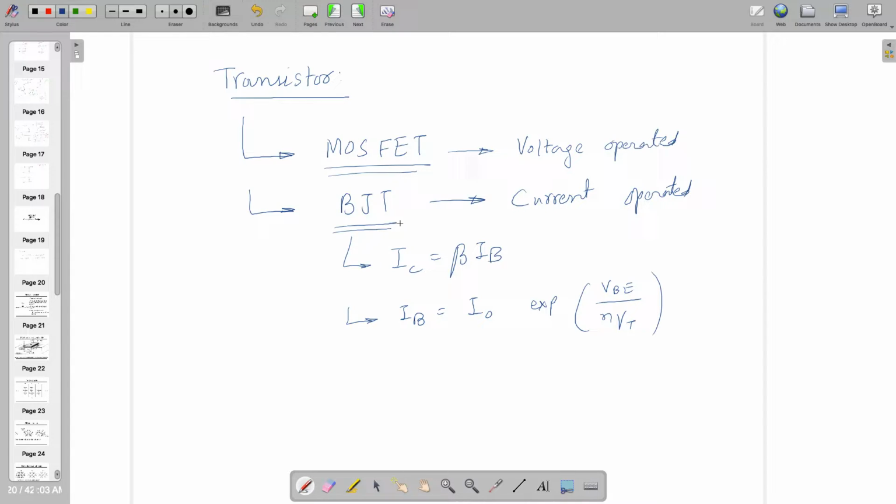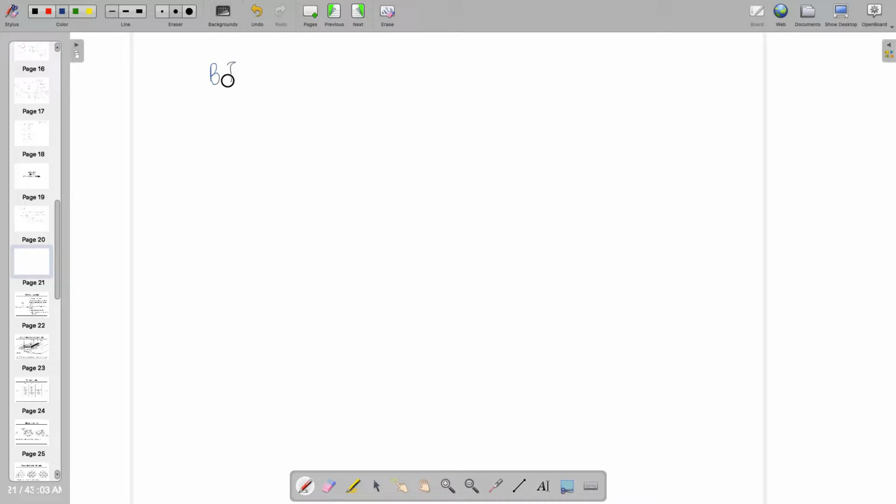Before moving to that, in BJT, what are the various regions of operation? Do you know that? What are the different regions of operation? Active mode, saturation, cutoff. So you know about all this, right? You know the characteristic also, right?